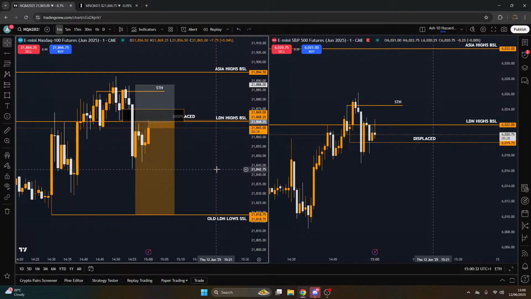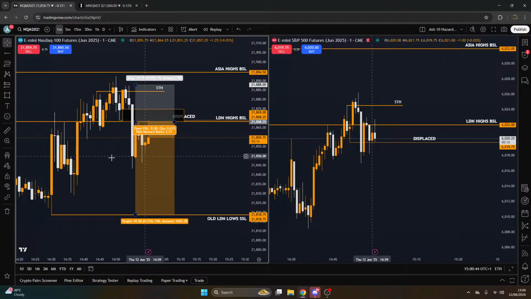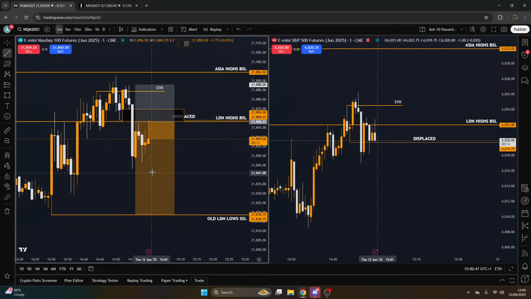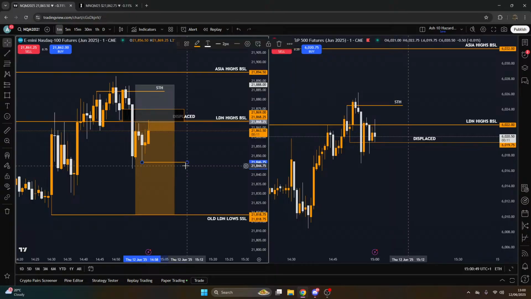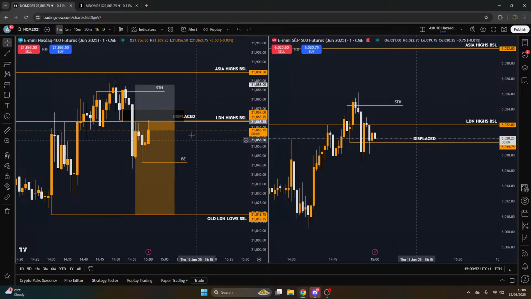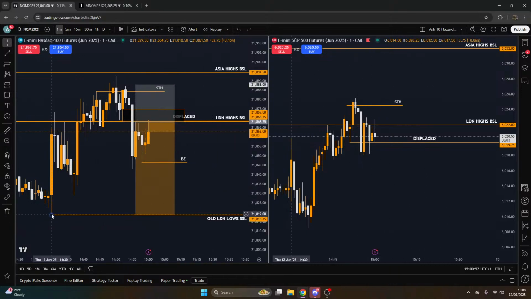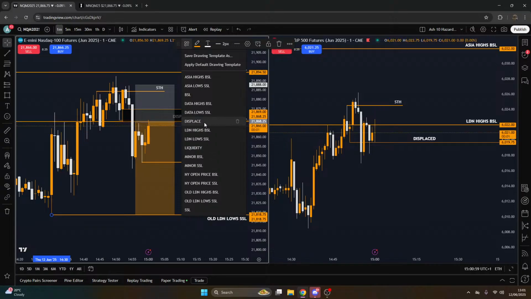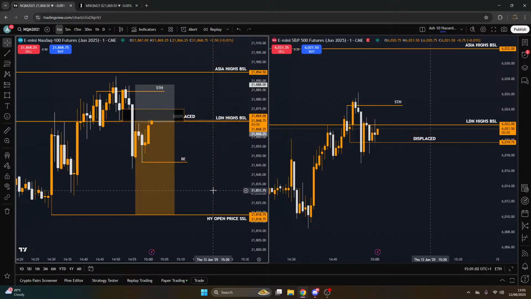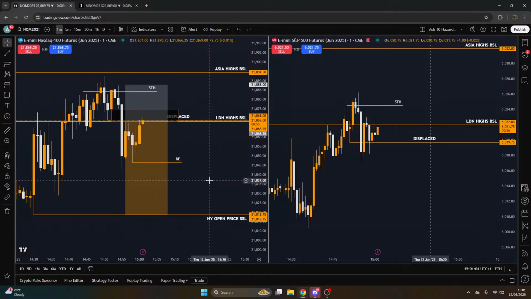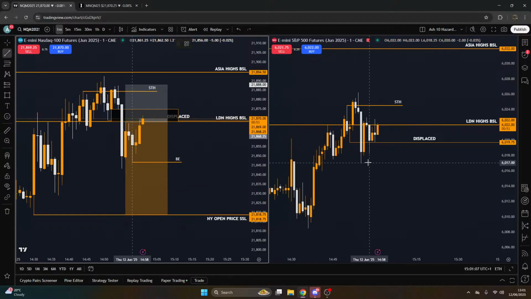So now you just gotta be patient, wait for price to unfold. If you get stopped out, you get stopped out. If you don't, then you just gotta let price do its thing. So break even will be at this first short-term low if we get to that point. And then our stop loss is at the first short-term high, and then the TP is at the New York Open price. There we go. So let's see how this trade goes.